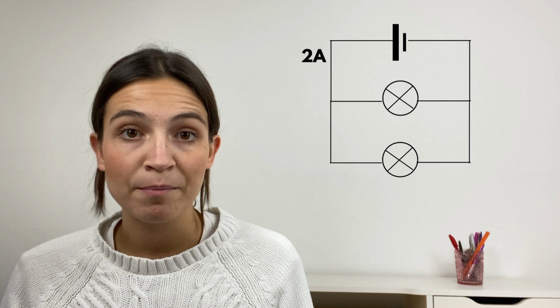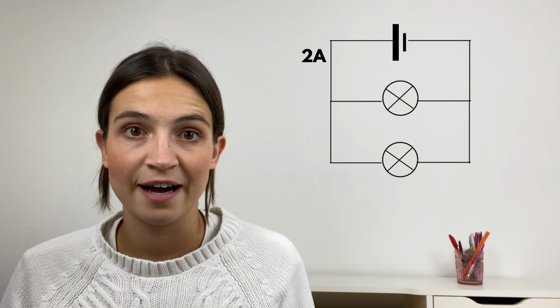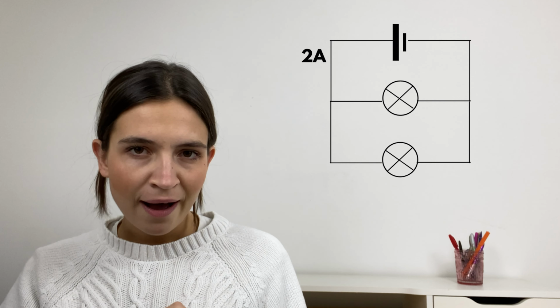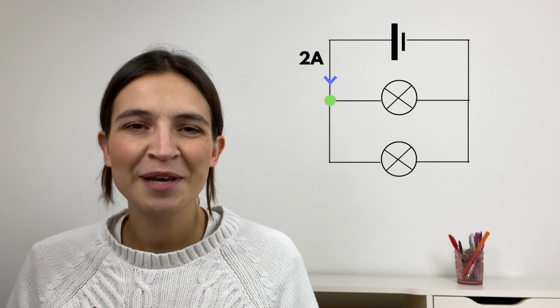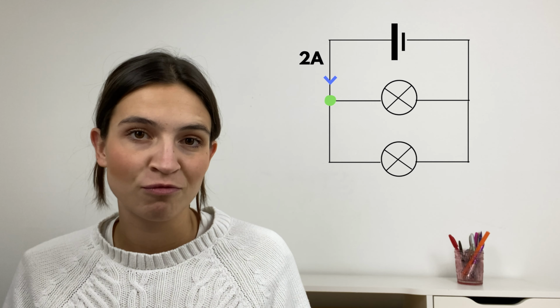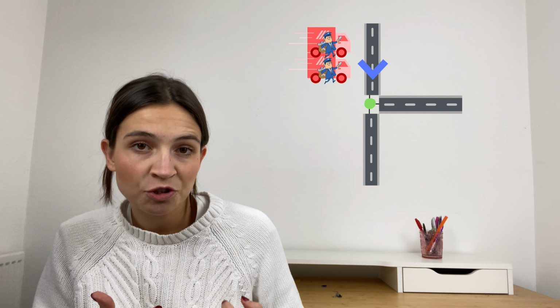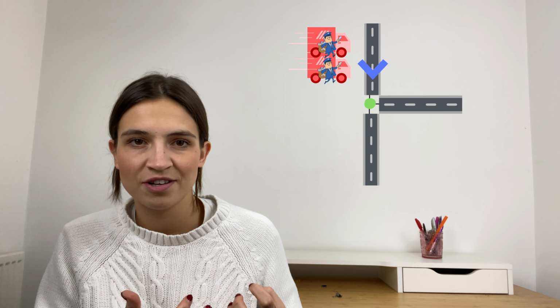There are 2 amps of current flowing through the cell. And if I follow that current round from the positive side of the battery down to this junction here, we can see that that 2 amps arrives at that green junction. In my postman analogy, this is like 2 postmen arriving at that junction.